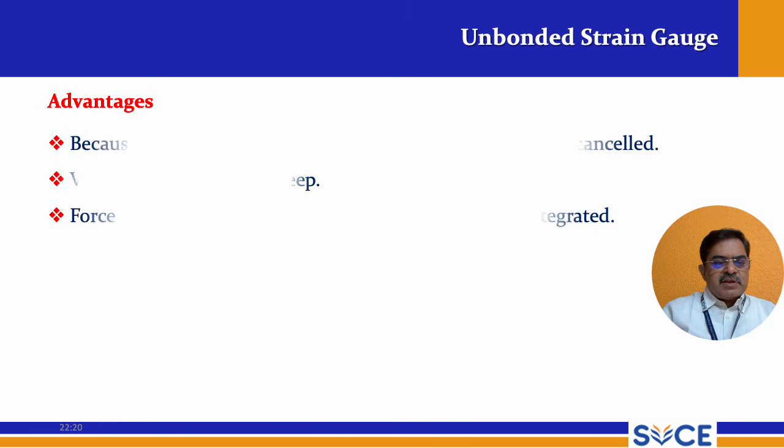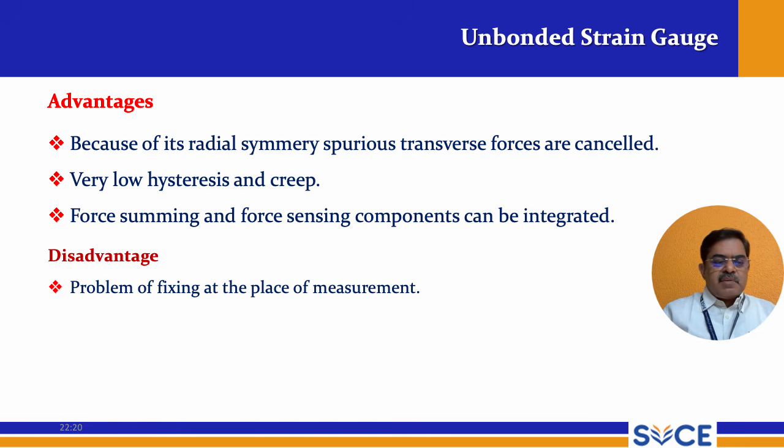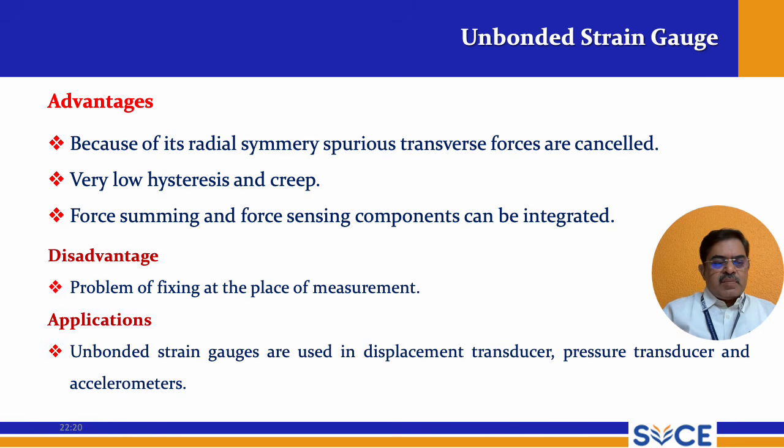And then unbonded strain gauge advantages: because of its radial symmetry, spurious transverse forces are cancelled. So whatever transverse forces act on the backing material are cancelled here because there is no backing material here. Very low hysteresis and creep, and force summing and force sensing components can be integrated. Disadvantages: problem of fixing at the place of measurement. So we are not using any backing material, so fixing is also a problem. And applications: unbonded strain gauges are used in displacement transducers, pressure transducers and accelerometers.